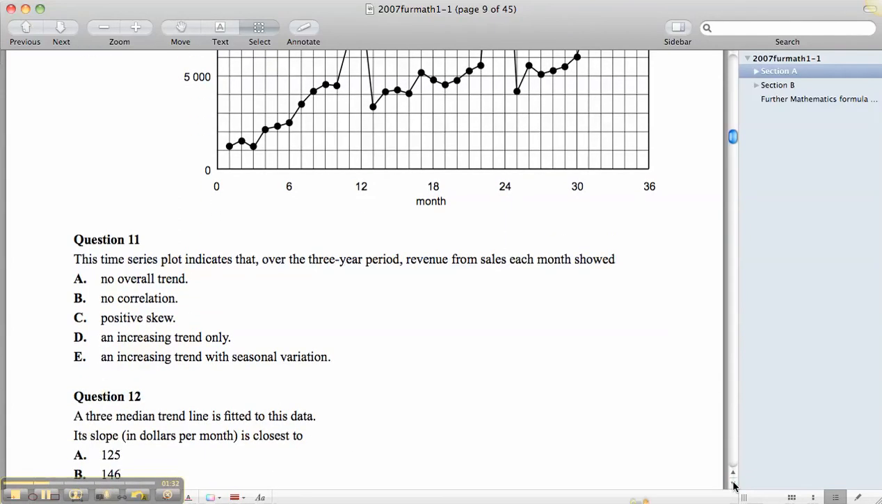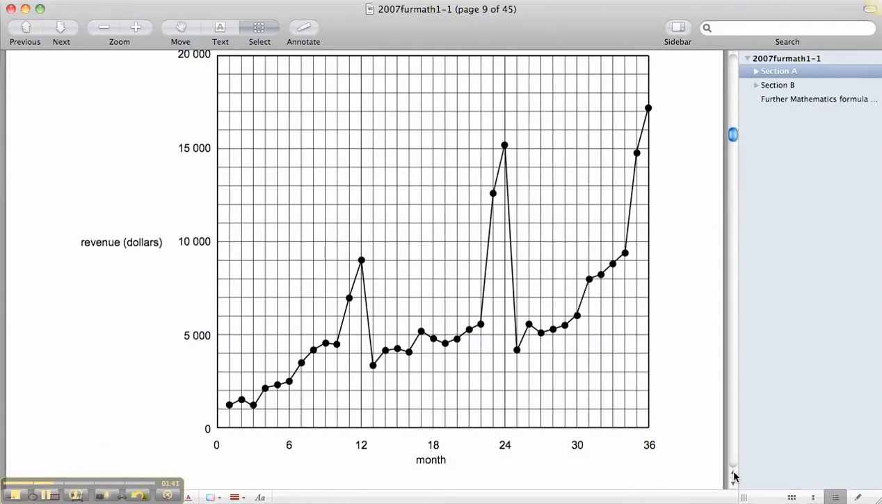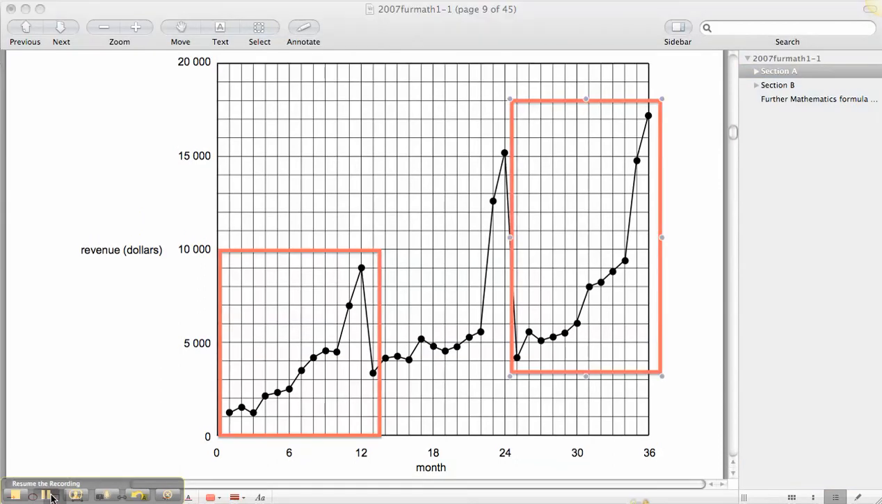In question 12, we have to find the slope of the 3 median line. Now remember, when you're doing the slope of a 3 median line, you only need to find the upper median and the lower median. So first of all, separate your data into 3 even groups. We've got 36 values here. So 36 divided by 3 gives you 12. So we've got to divide our values into 3 groups of 12. I've separated the values, so we've now got our lower median and our upper median. If you were fitting a 3 median line, you would also fit a median to the middle section, but to find the slope you only need to do the lower and the upper.